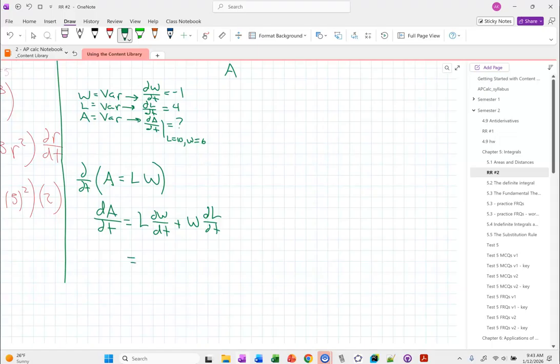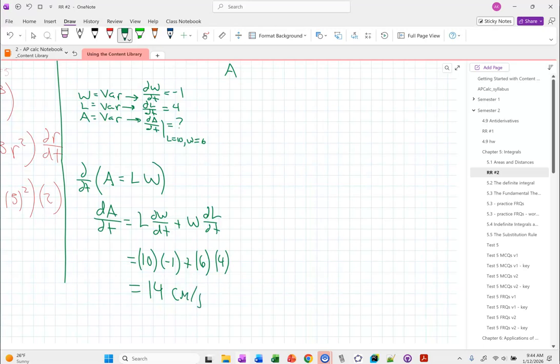And now I should just plug in. So length is 10 at this instant. dW/dt is -1. Width is 6. And dL/dt is 4. So -10 plus 24 is 14, centimeters squared per second, I think.